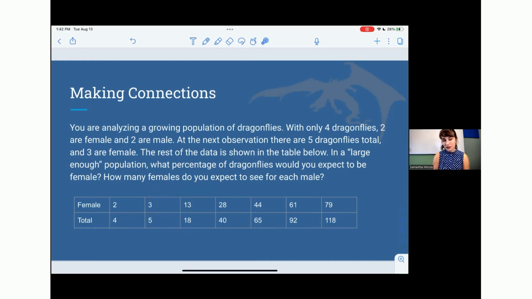And so the question for you is, based on just this data set alone, what percentage of dragonflies would you eventually expect to be female? And how many females do you expect to see for each male dragonfly? So again, pause here, think about this for a minute, come up with your answer, and then unpause and I'll let you know.